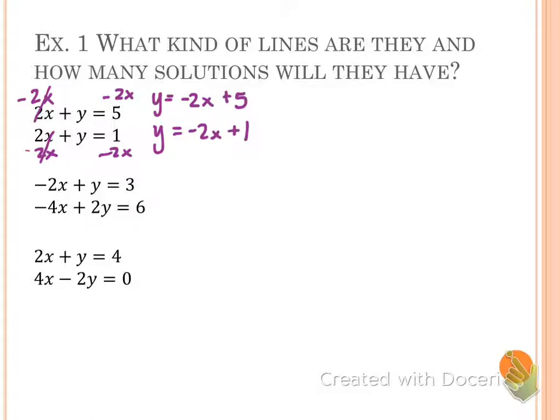Now let's evaluate. Look at my equation. What do they have the same? The m, or the slope. So what kind of lines are they? Parallel. And how many solutions will parallel lines have? None. So that's my answer. Okay?